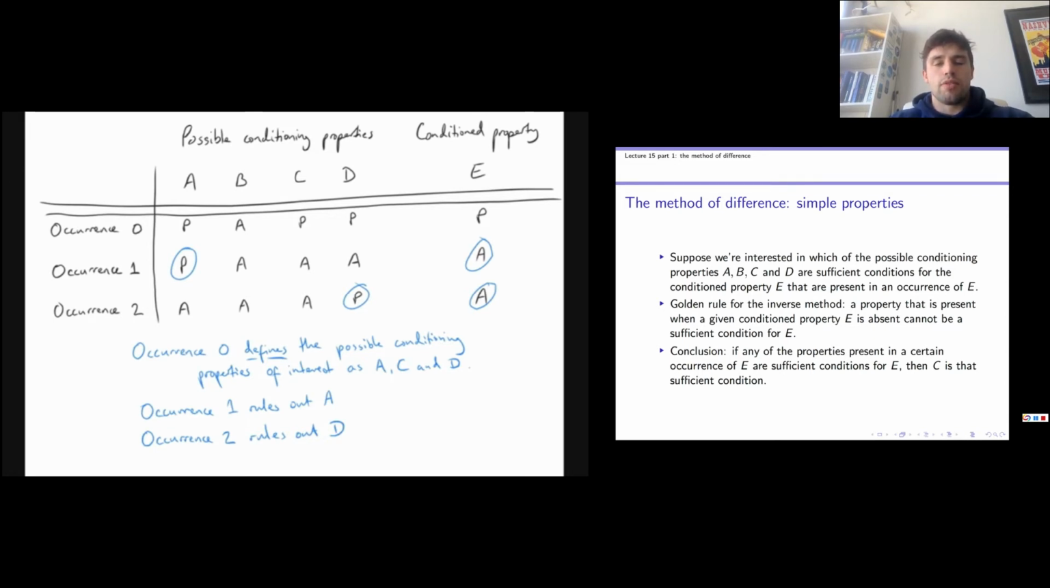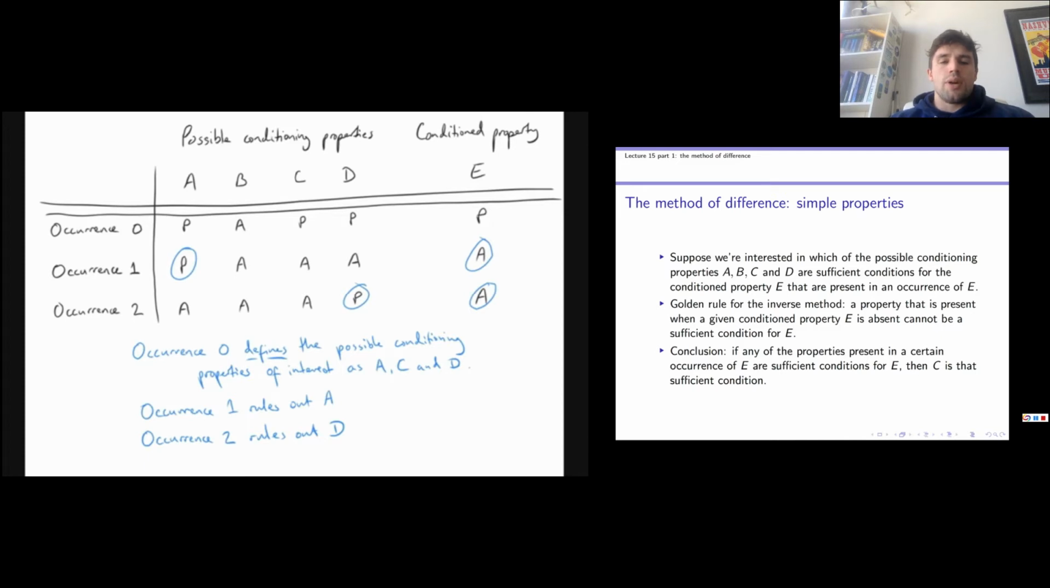Now I just want to reiterate before we move on, it's important to notice what's different about this method compared to the inverse method. If we use the inverse method to test for sufficient conditions here, then on the basis of our observations, B might also be a sufficient condition for E. But using the method of difference, we restrict ourselves to considering possible conditioning properties that are present in a certain occurrence of E, in occurrence 0. So using the method of difference, B is ruled out, because whether it's a sufficient condition for E or not, it's not a sufficient condition that we're interested in, because it's not present in occurrence 0.